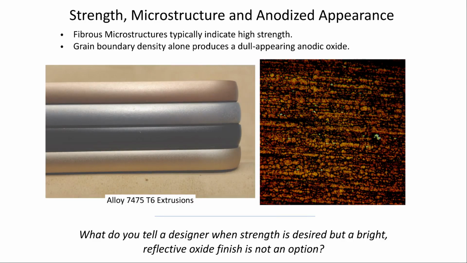Similarly, here we have an example of an equiaxed fine-grained microstructure, but the structure is so fine that the grain boundary density alone prevents this from being a bright reflective finish. Instead, it is satin in appearance, but there's nothing stronger than a 7475 T6 extrusion. The desire for this component was that it be strong, but the designer wanted the finish to be bright and shiny. It was impossible based on this microstructure. So the work here was to convince, as much as to grow a beautiful oxide, was to convince the designer that a satin finish is a beautiful thing.